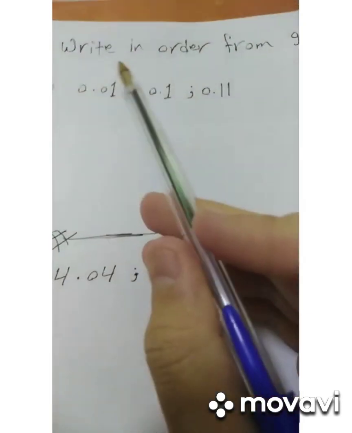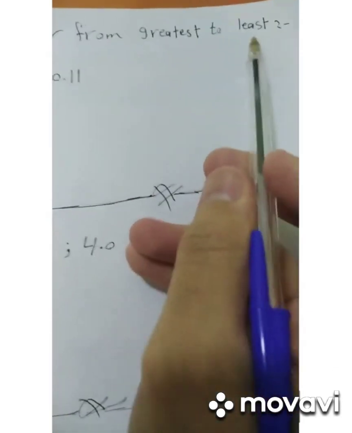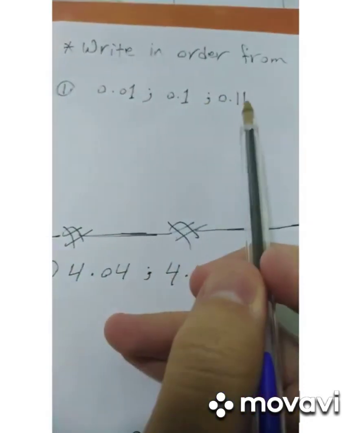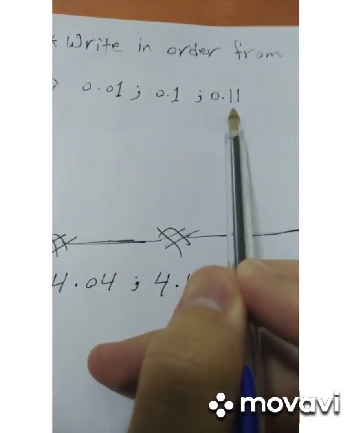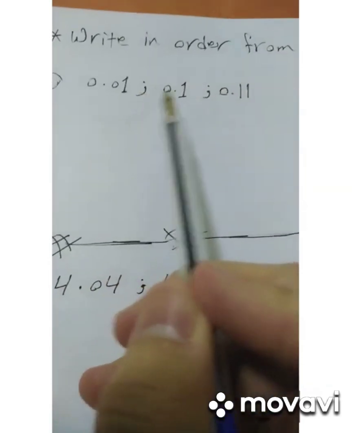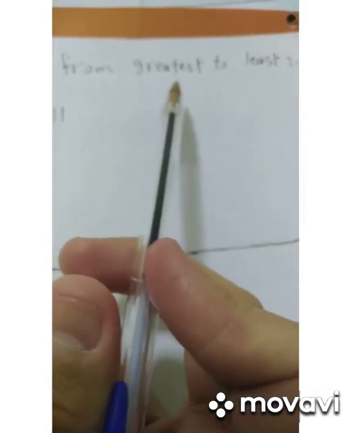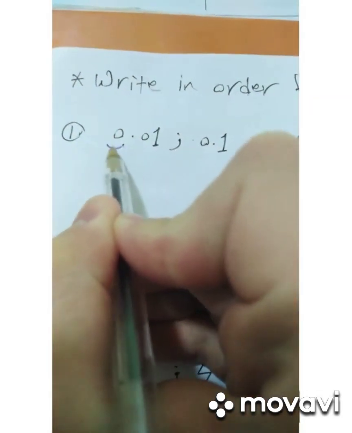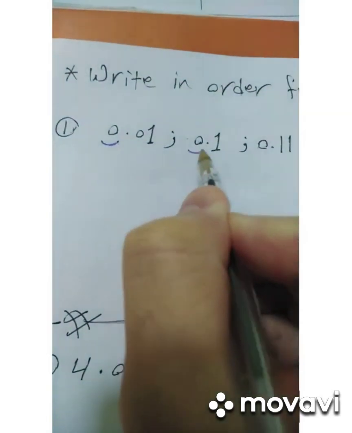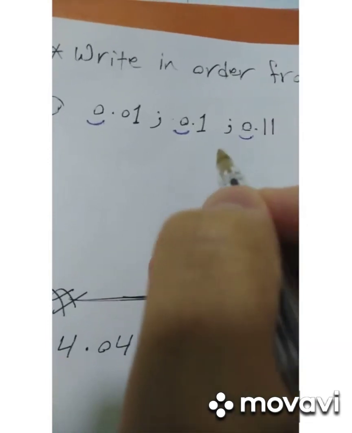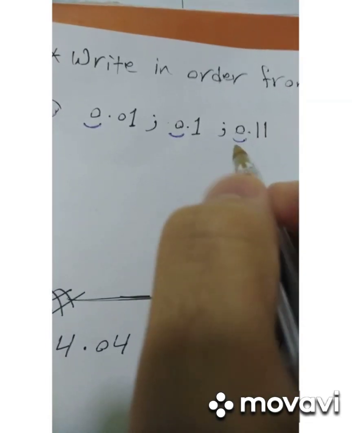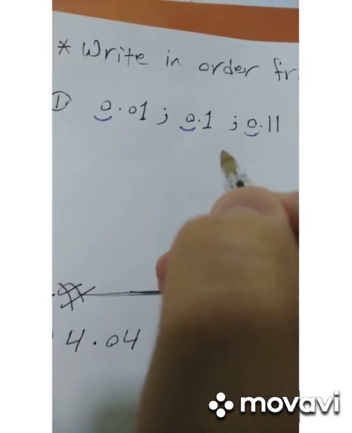Another example. Write in order from greatest to least. Greatest to least. Pay attention, okay? Number 1. We have a set of 3 numbers. 1 hundredth, 1 tenth, 11 hundredths. We want to arrange them in order from what? From greatest to least. At first, look at wholes. What is whole in the first number? Whole is 0. And in the second number, whole also is 0. And in the third, 0. So we can determine now what is the greatest one.